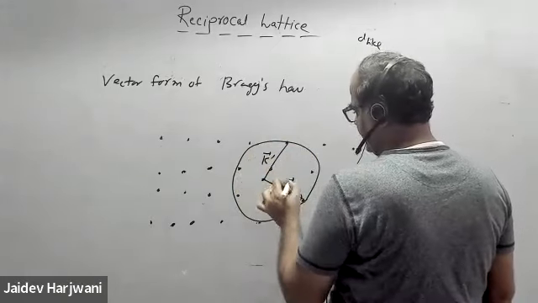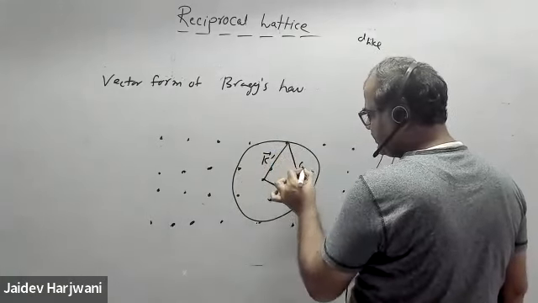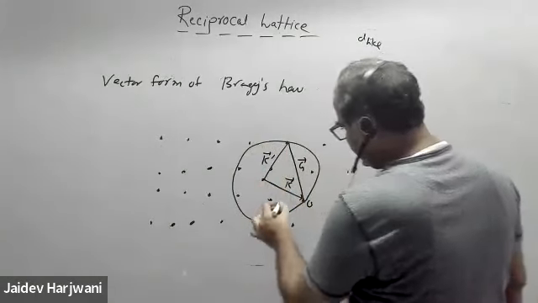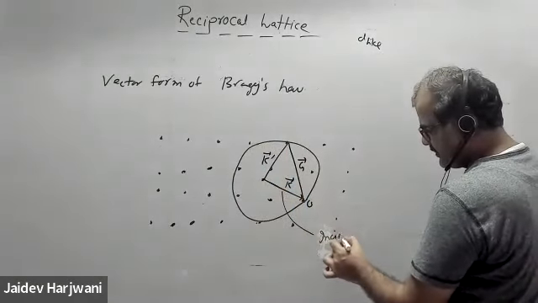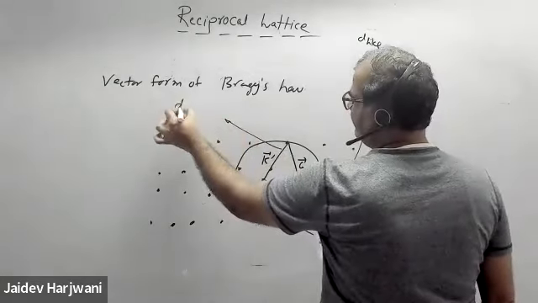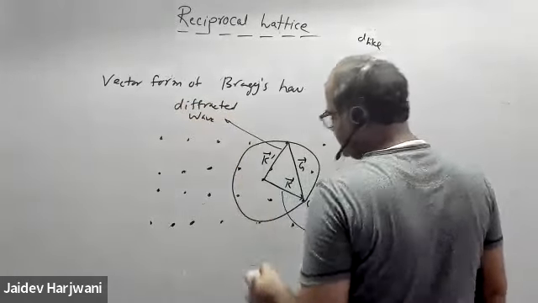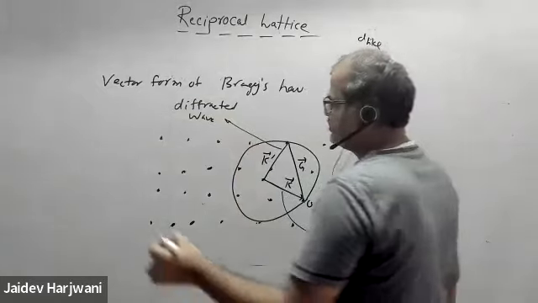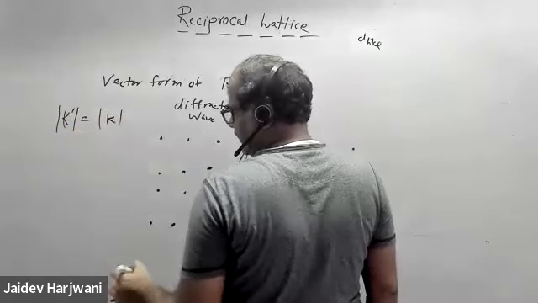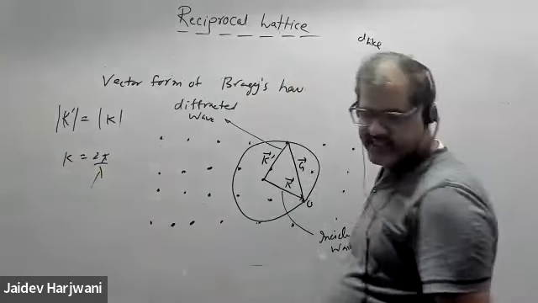And this is my origin in the reciprocal lattice, so this will be my G vector. This is the K vector, this is the K dash vector. This is my incident wave, and this is my diffracted wave. Since the scattering is elastic, the magnitude of K dash is equal to the magnitude of K, where K is equal to 2 pi by lambda. Lambda of both is equal, so K dash equals K.